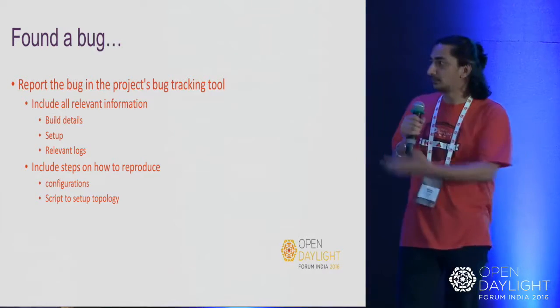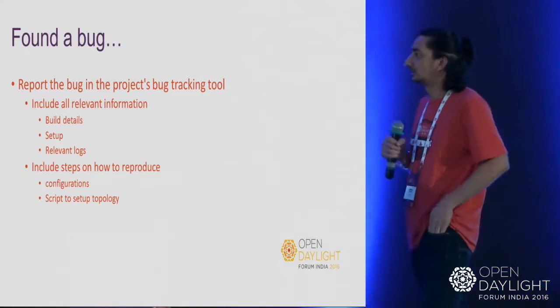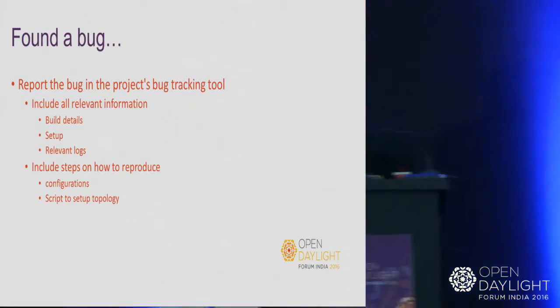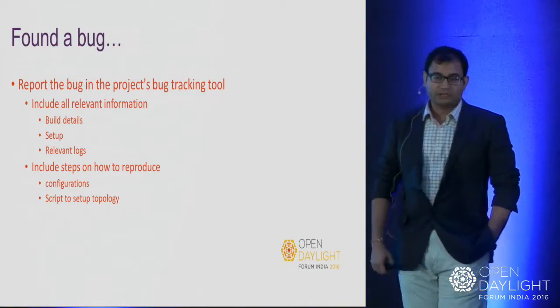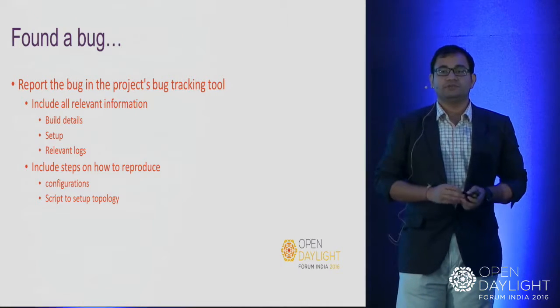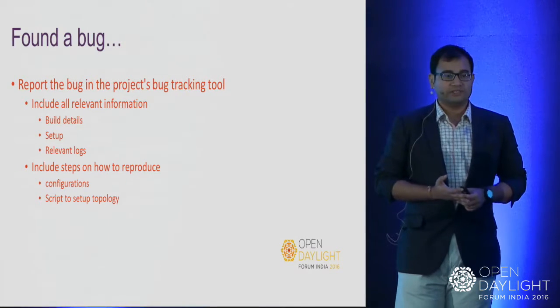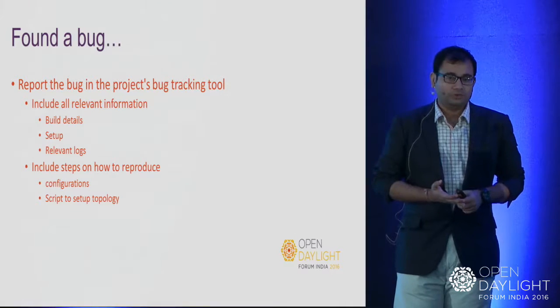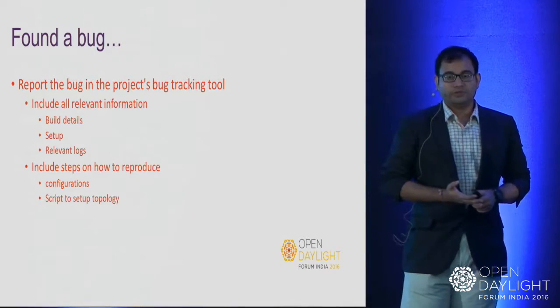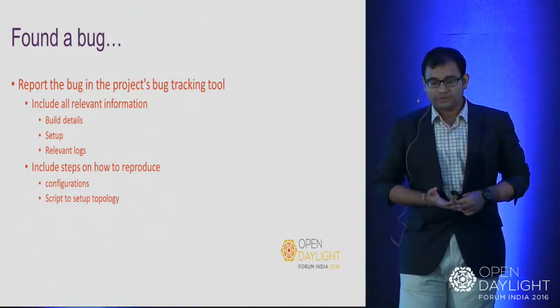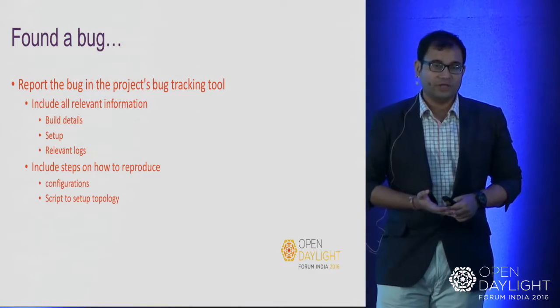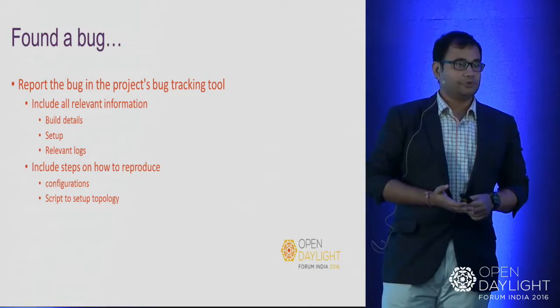So, what else, Shiva? Yeah, and never forget to include steps on how to reproduce an issue. Because most of the time, we are so accustomed to testing our own stuff that we know exactly what testing we are doing and how we would reproduce an issue. But once we put that information in a bug, most of the time the people looking at it would not have any idea how you want to reproduce the issue.